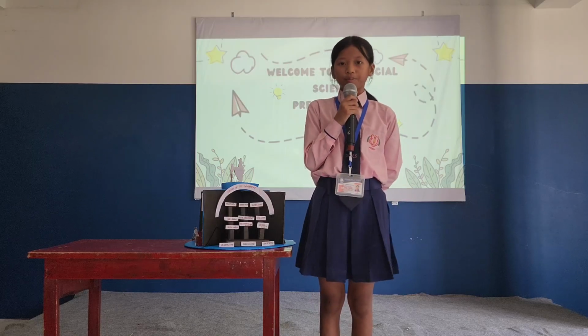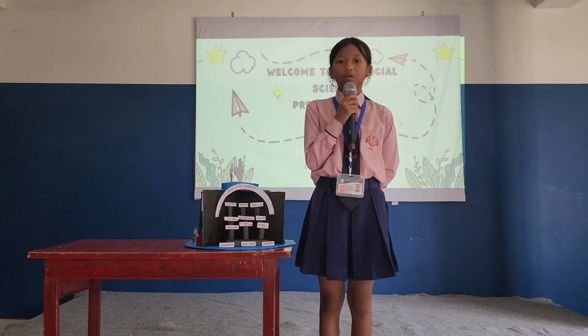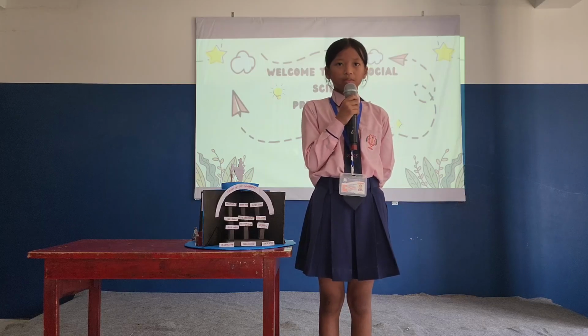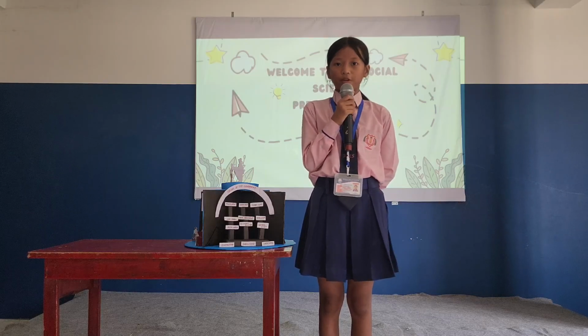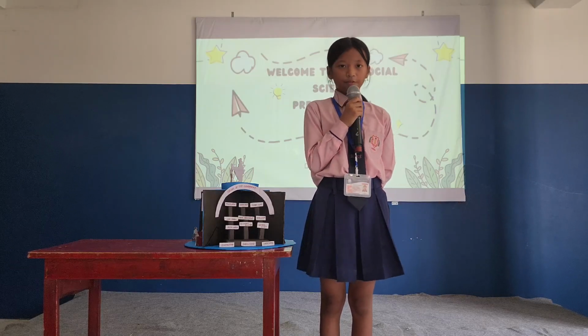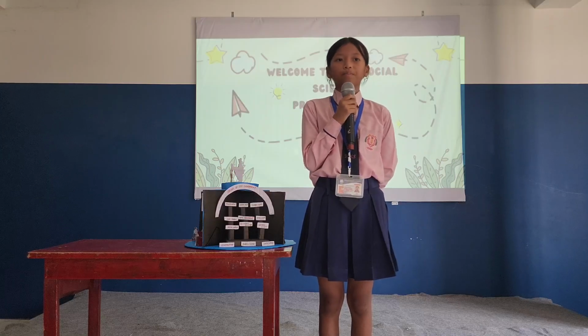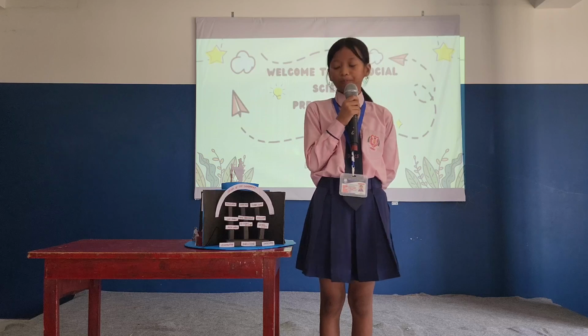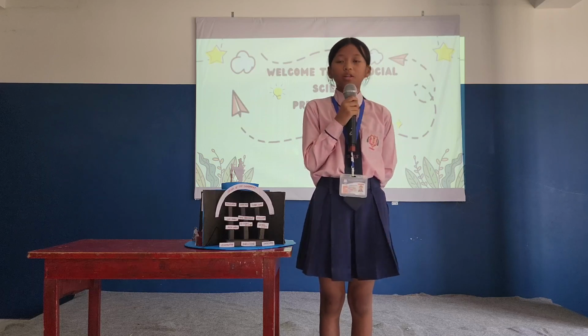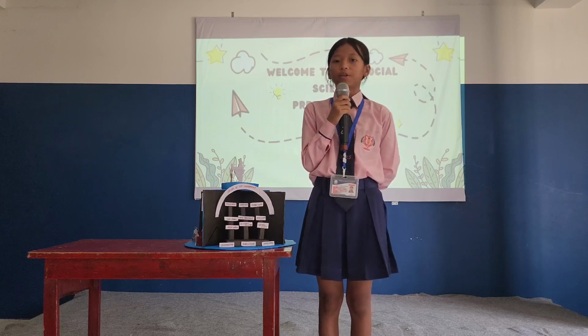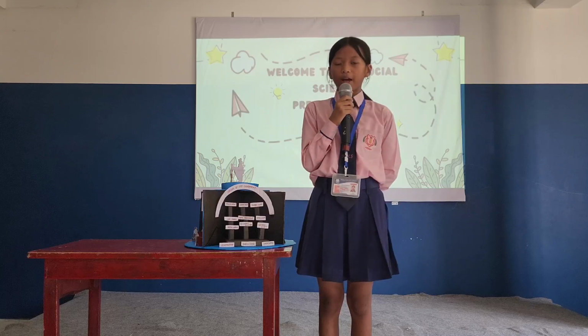The legislature. The legislature is the lawmaking body of the government. And then the executive. The executives implement the laws made by the legislature. And then the judiciary. The judiciary is responsible for interpreting and applying the laws.